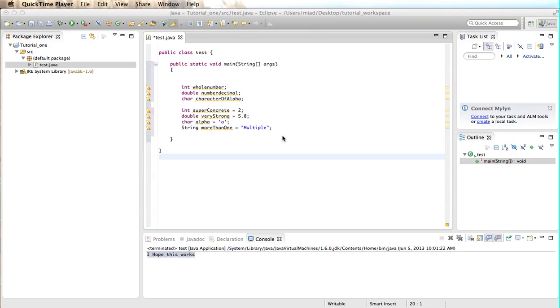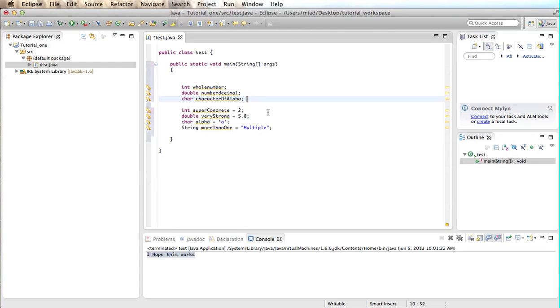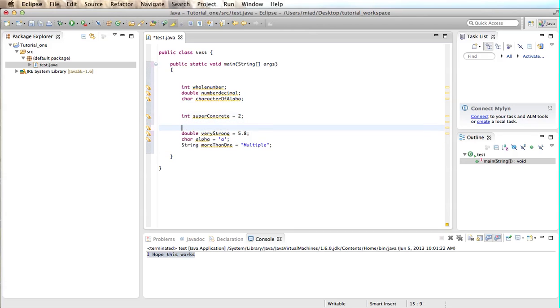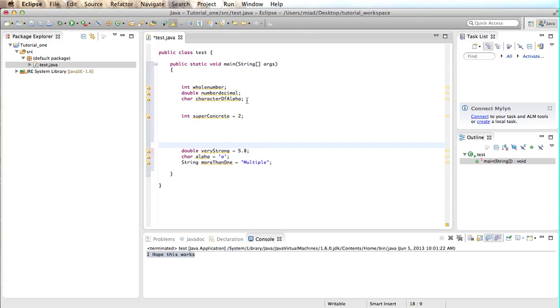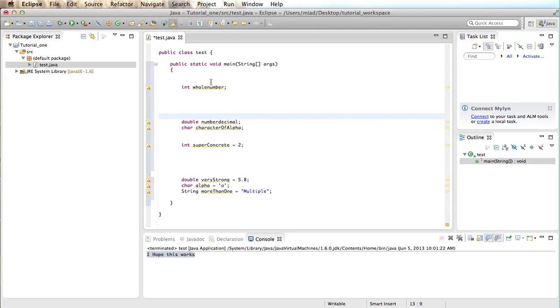So in the last video I gave the analogy of material and a building construction site and metal and concrete and all that sort of stuff. What I'm going to do in this tutorial is tell you what is actually happening when you're writing this code. So I'm going to start off here with int whole number. So what is actually happening is you're telling the computer to reserve some space in its memory for some data to be used at a later time.